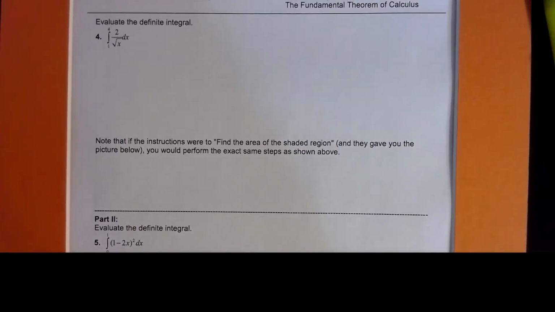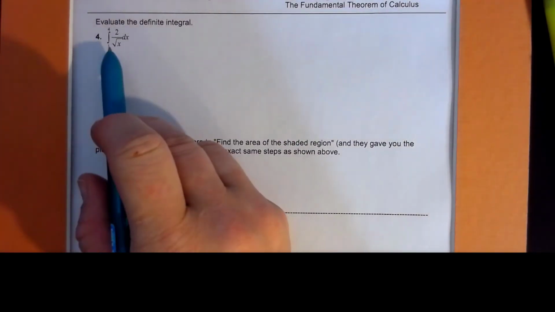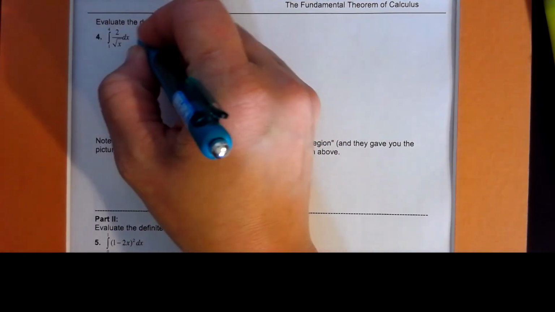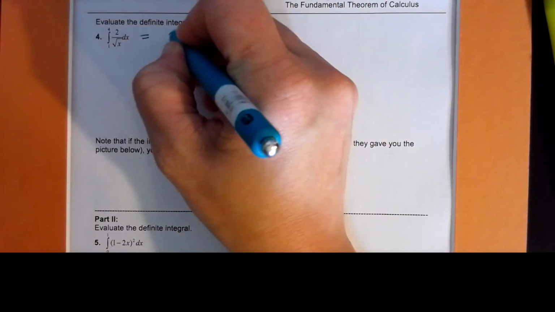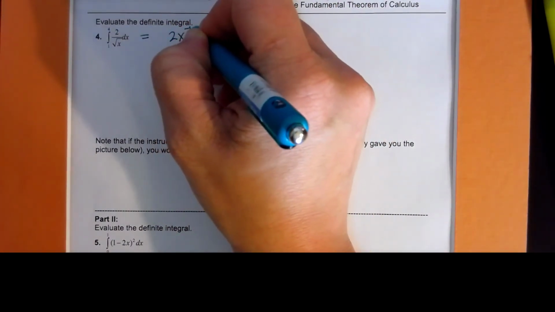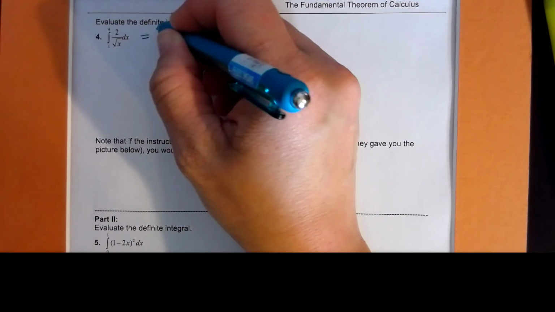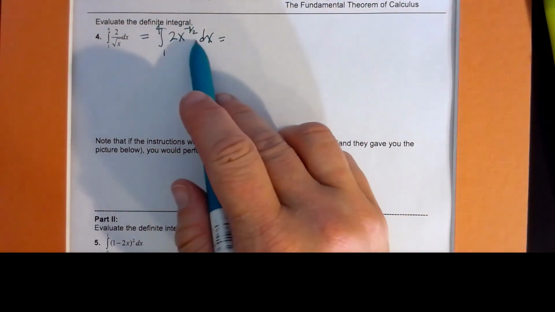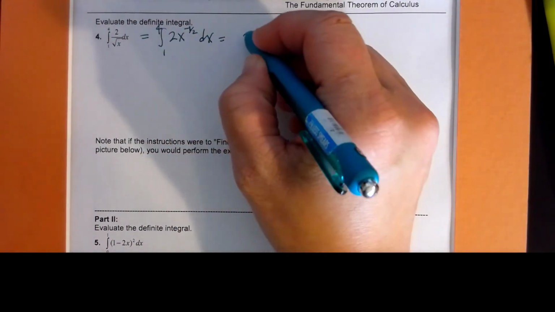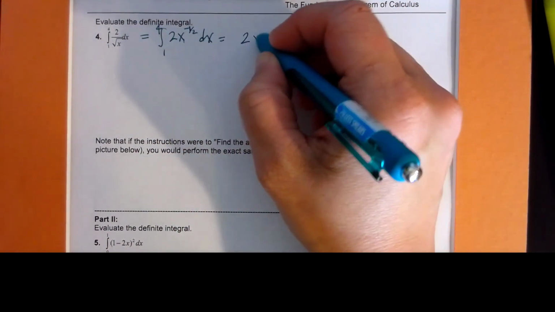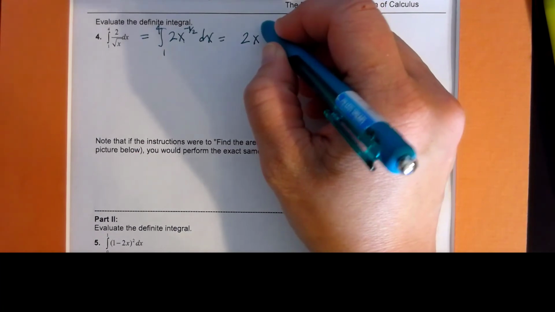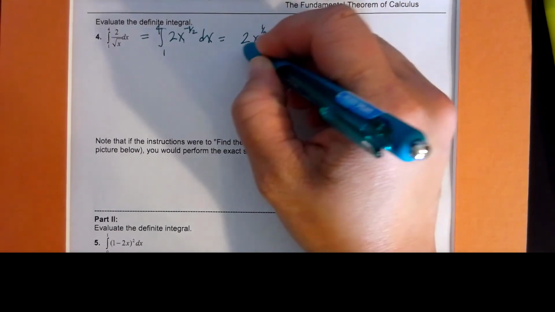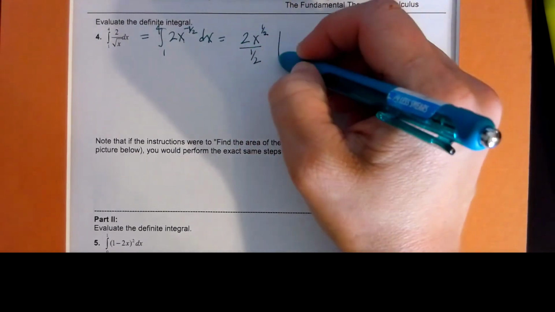So in number 4, we have the definite integral from 1 to 4, and it's the 2 over the square root of x dx. So we will write this as 2x to the -1/2, and we've not integrated yet, so let's keep that command here. And then we can go ahead and just add 1 and divide. So if we take the exponent of -1/2 and add 1, we're going to get positive 1/2, and dividing by the new exponent and going from 1 to 4.